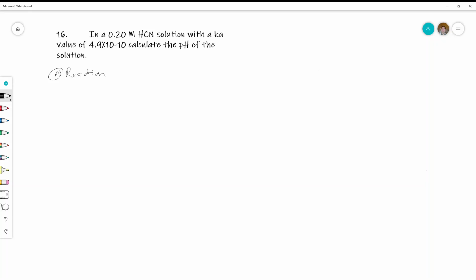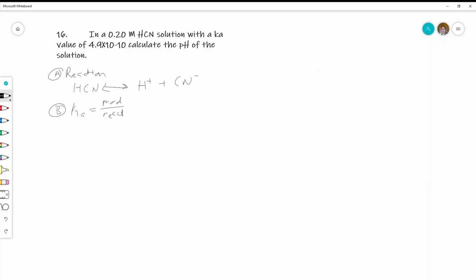Sorry if the handwriting is atrocious, but that's what we got. So HCN is going to dissociate into hydrogen ions and CN. Okay, so next we need to set up our Ka equation. Ka is our acid dissociation equilibrium constant, and that's going to be our products over our reactants, the same as all of our other equilibrium equations.